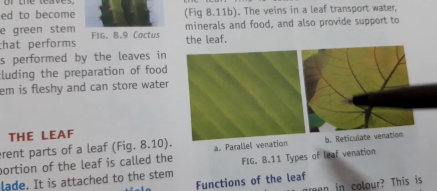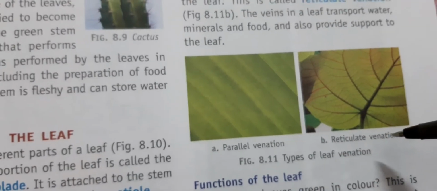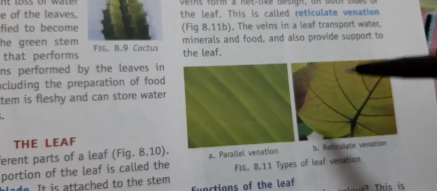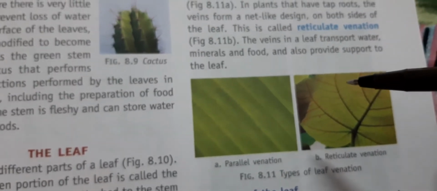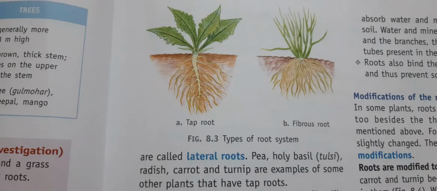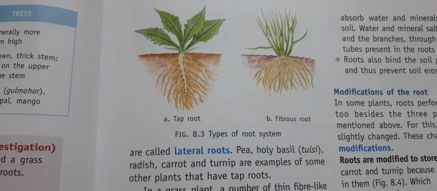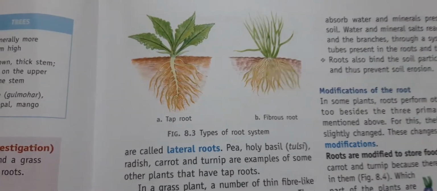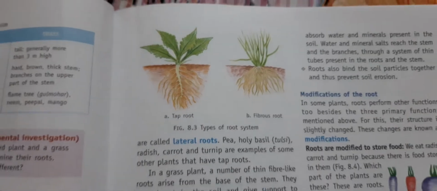This venation is actually called reticulate venation, and it is found in the plants which are having taproot system. For example, taproot, in which did we study it? Look here, this is taproot, and we studied it in, for example, carrot and radish. They are all taproot, having one main root.